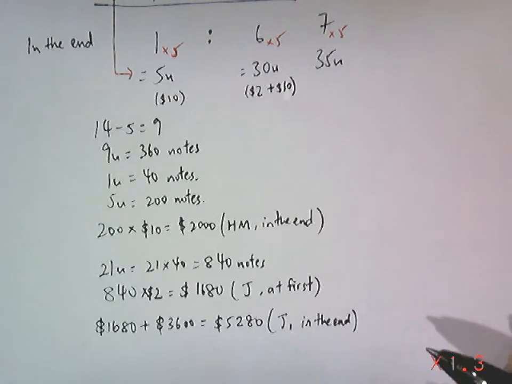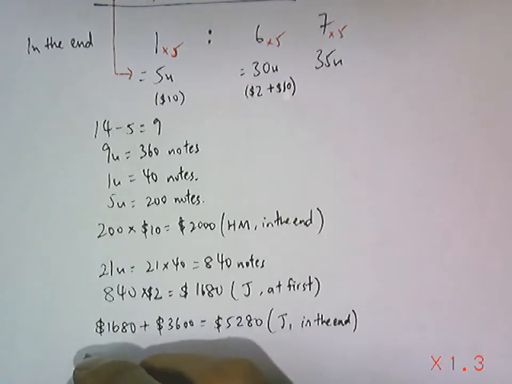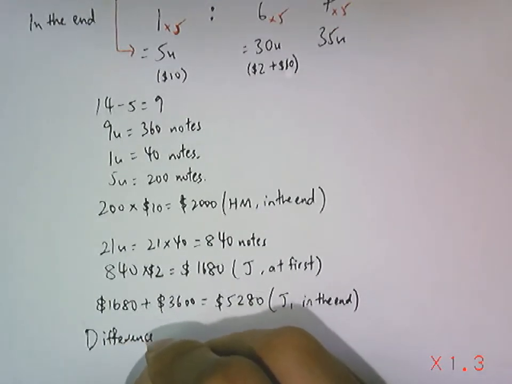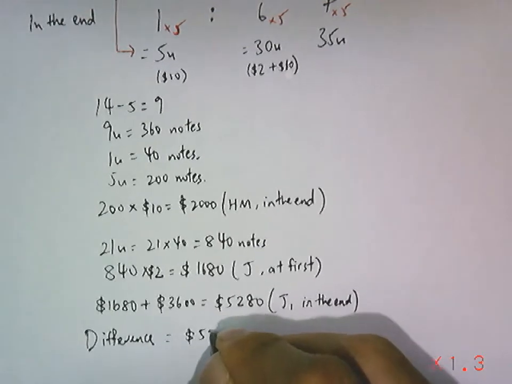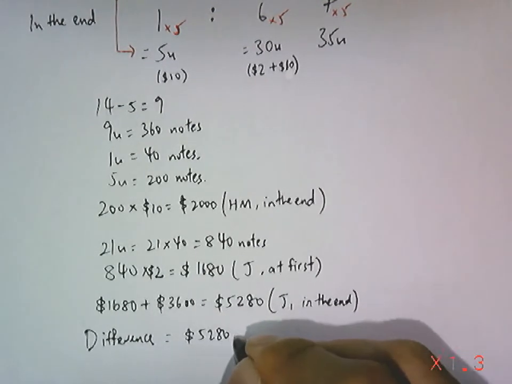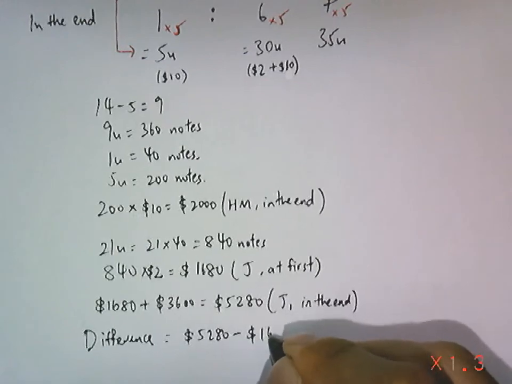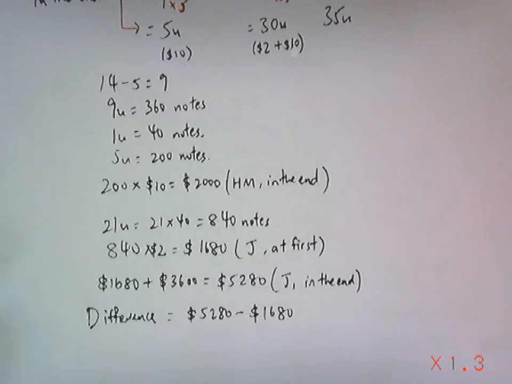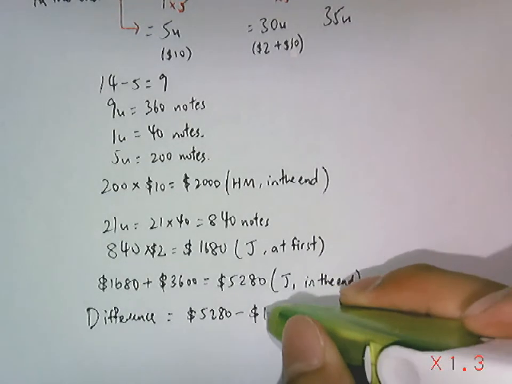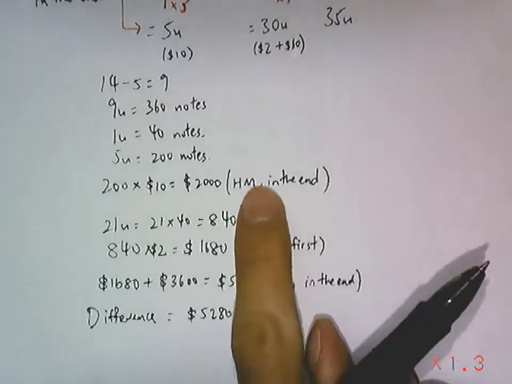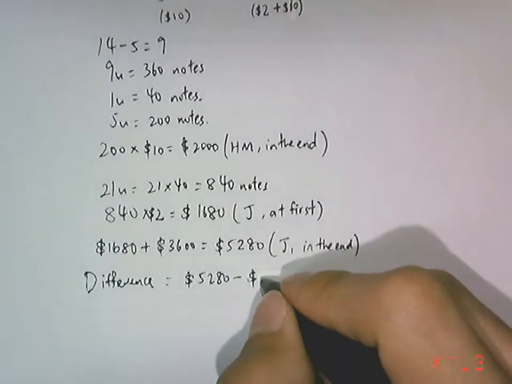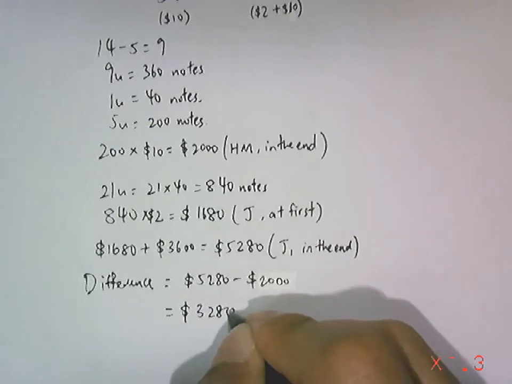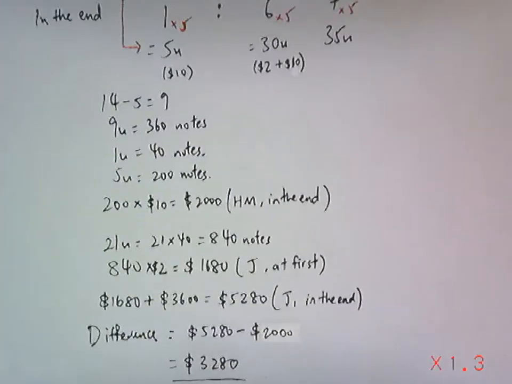What is required by the question is just to find the difference they have in the end. So the difference will be $5,280 minus, sorry, minus $2,000, which Hui Min had in the end. So a difference of $3,280.